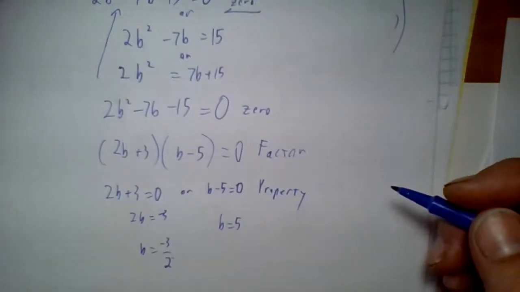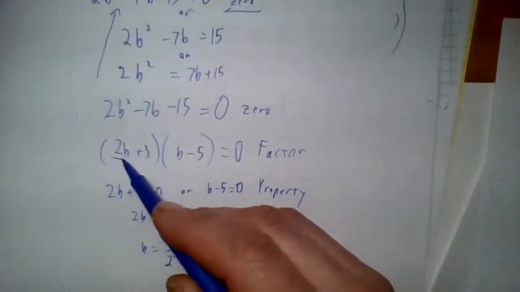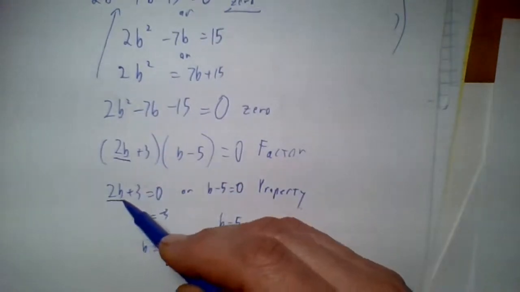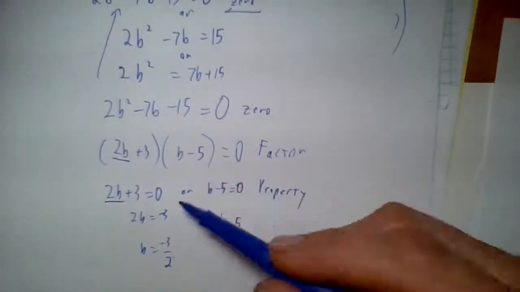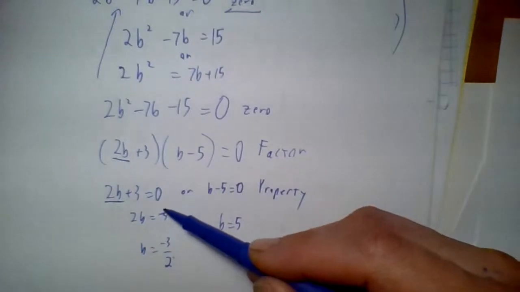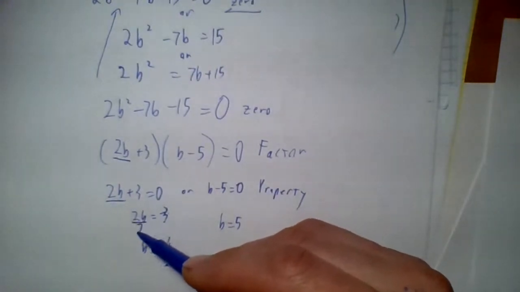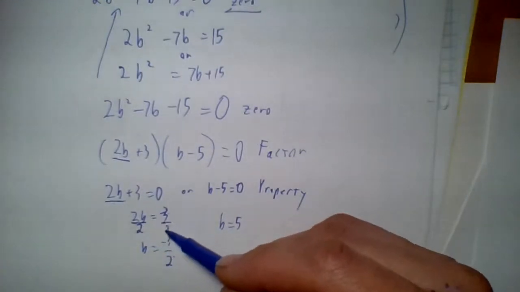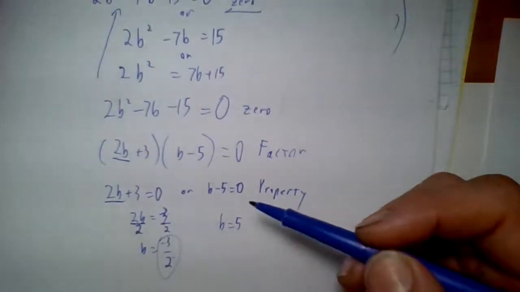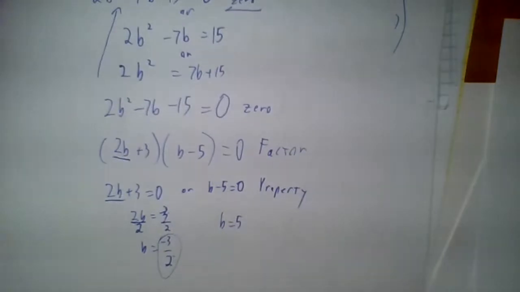Minus 3/2, and this comes from division. See, if you have a number with your b in the factor, you end up dividing by that. So I subtracted 3 from both sides. And then this last step is division. If you have a number with your variable, you're going to divide by it at the end. So you always get that fraction answer, the solution will come out to be a fraction like the negative 3/2.